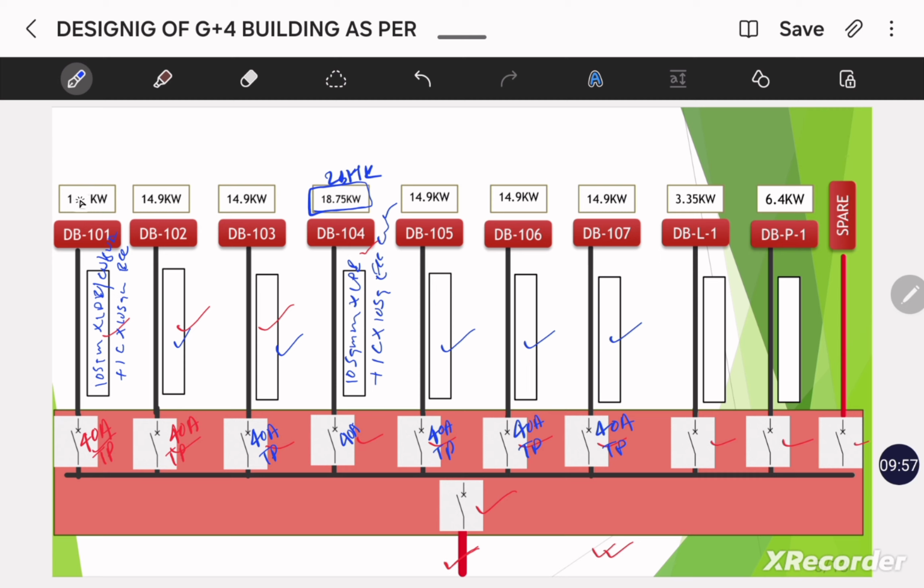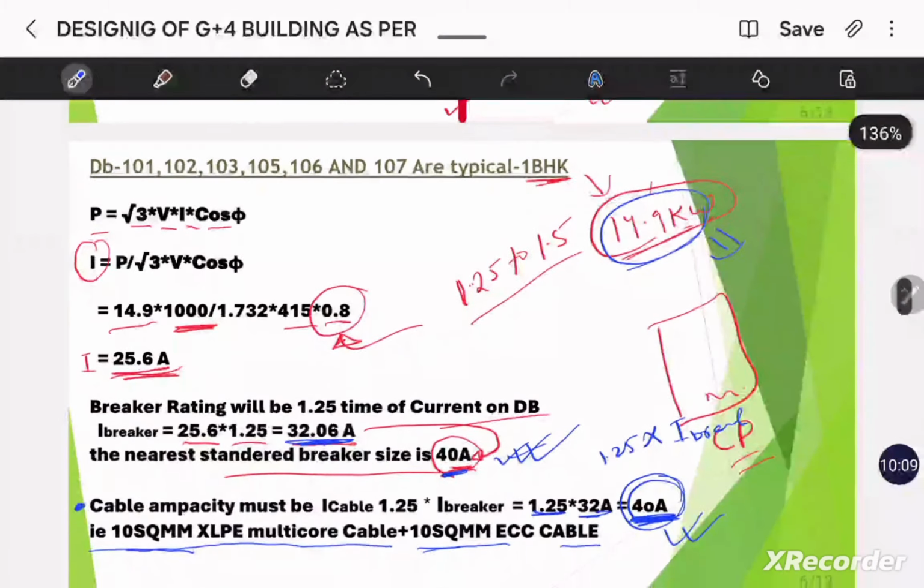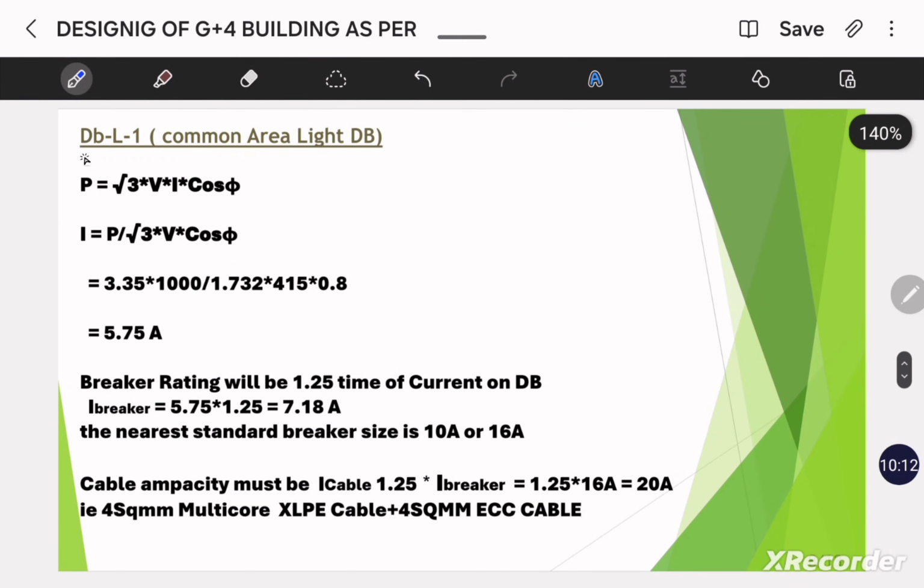Now we have calculated the breaker rating for all the flats' dBs. Okay. Now we will calculate the breaker rating and the cable size for the light dB of the common area. So here I wrote dBL01, common area light dB. In the same way, we know the load on the dB is 3.35 kilowatt. So P is equal to root 3 into V into I into cos phi. The current on the dB we calculated as 5.75 ampere.